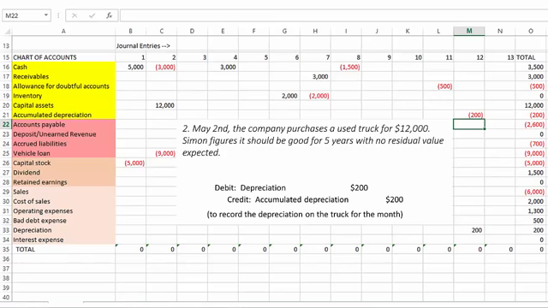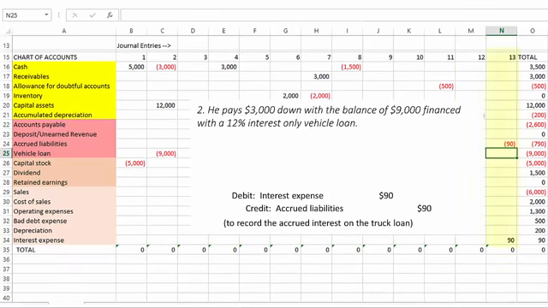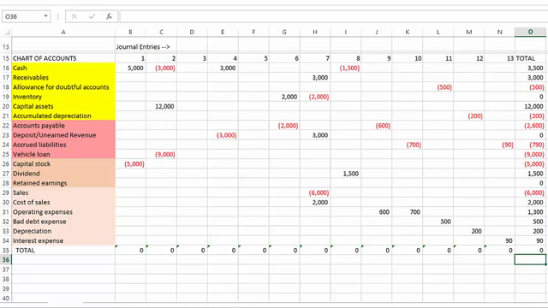And for those of you who saw the previous lesson, there are 2 additional entries that we had to prepare to close the May books. The first was the depreciation entry. The positive debit amount goes to depreciation expense, and the negative credit goes to accumulated depreciation, which is a contra account against capital assets. And finally, the accrued interest expense was recorded by debiting interest expense and crediting our accrued liabilities.